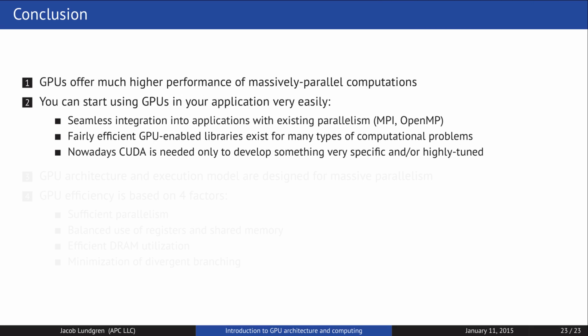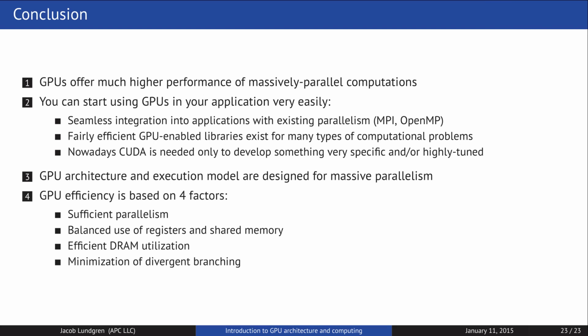And now, CUDA is only really needed when you need to develop something that is highly specific and not covered by these libraries, or something that is on the top of performance. That's something that you need to tune to the absolute peak performance. We need to keep this in mind though, that the GPU architecture and execution model are designed for massive parallelism, which means that your problem both needs to be suited for this, and we need to account for this in the programming process itself. This leads to the four main factors which decide GPU efficiency.